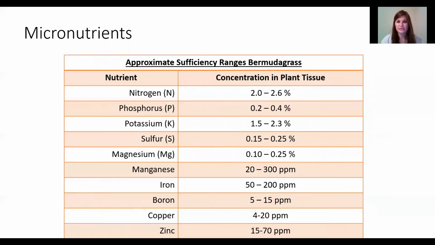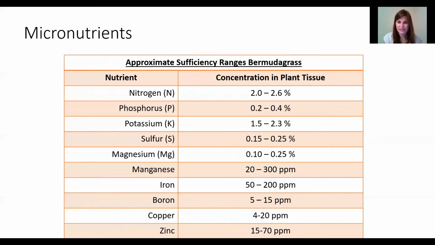Micronutrients, I'll just briefly mention that these are typically not going to be a problem in our forage production systems, but of course, outliers do occur. We don't have good methods to soil test for micronutrient availability, but a good way to test if you think you might have a micronutrient problem in your soil is through plant tissue sampling.